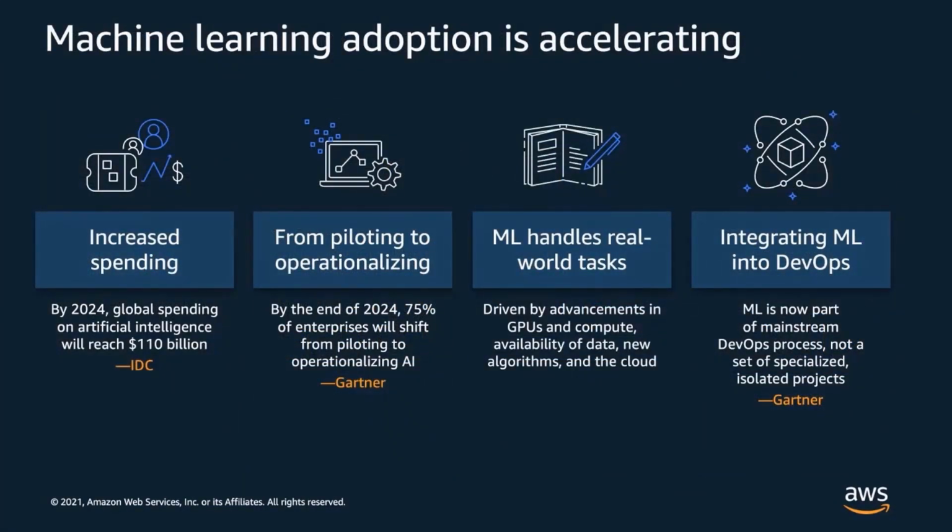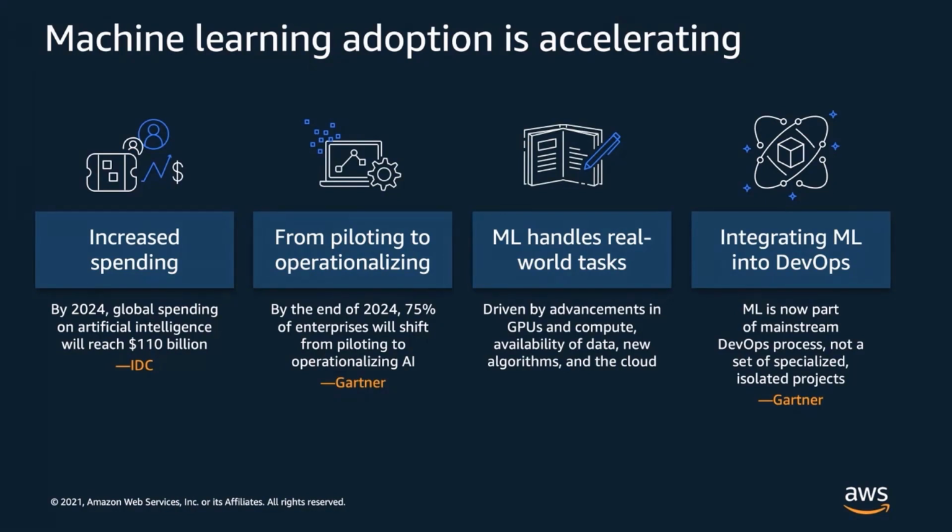Now, as we think about machine learning today, it is moving very quickly. And we're seeing more and more customers increasingly spend money on machine learning. For example, IDC predicts that spending on artificial intelligence and machine learning will reach $110 billion by 2024. At the same time as the spend is increasing, Gartner is estimating that 75% of enterprises are going to shift from piloting machine learning projects and into operationalizing them.